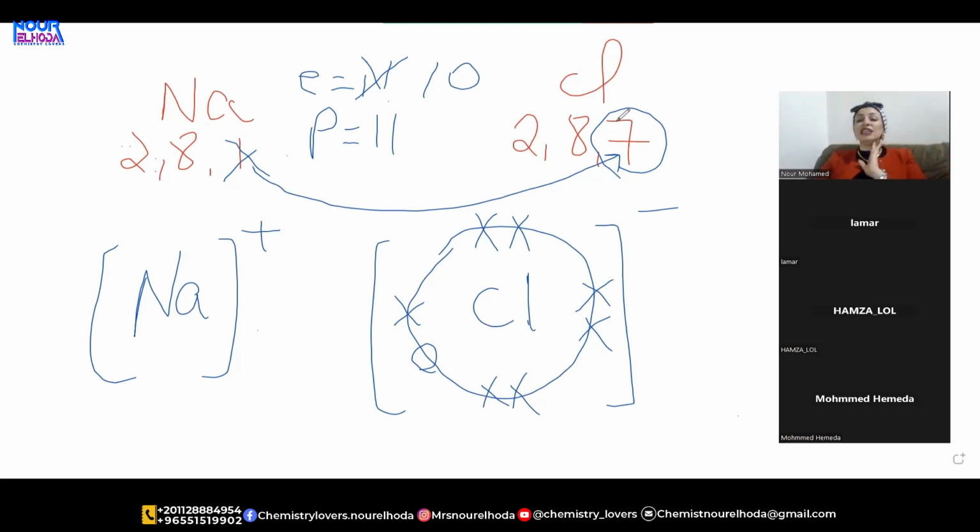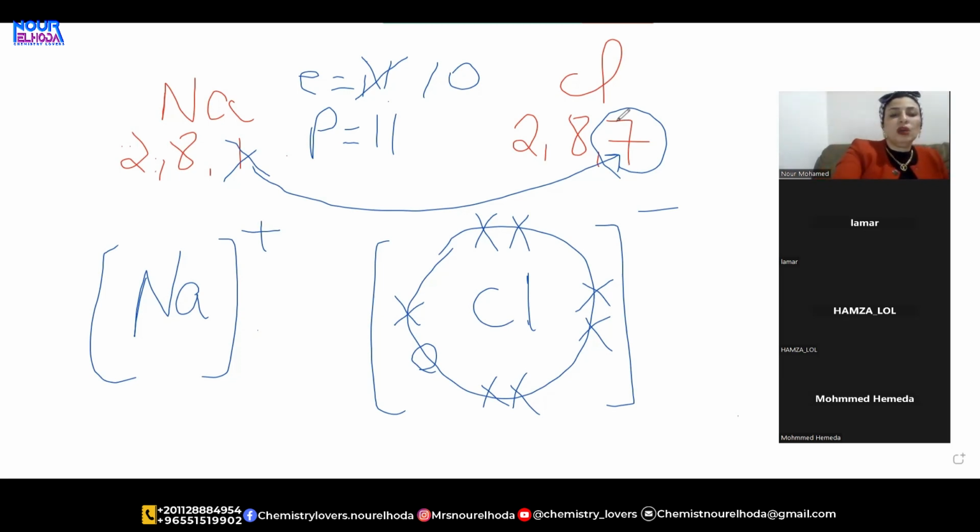Non-metals gain electrons and form negative ions. So all of them start with N, same like me. So non-metals gain electrons and form negative ions. That's why all the time, the non-metals will form a negative ion. And the metals form a positive ion.